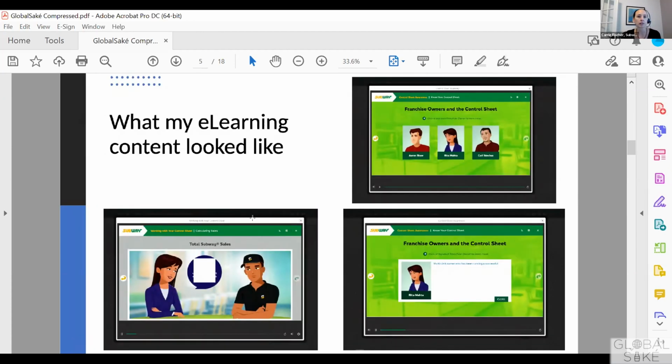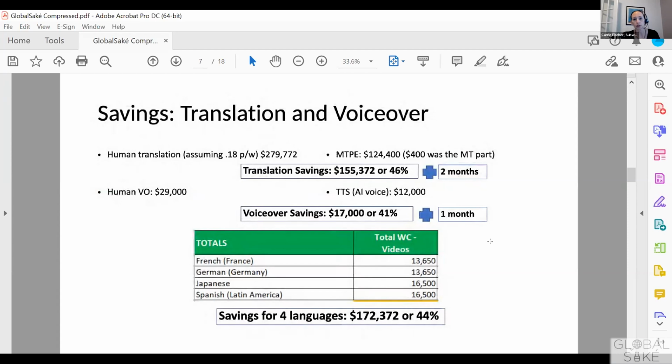What I'm going to focus on today is really the e-learning content, because that one is the one that surprised me. This is what I saw in the translation savings and savings for voiceover too. Just for the translation alone, for those 4 languages, we saved 46%. And we saved at least 2 months of time. And then the text-to-speech or AI voice, we saved 41%. And I estimated 1 month.